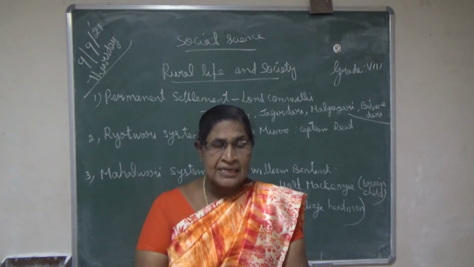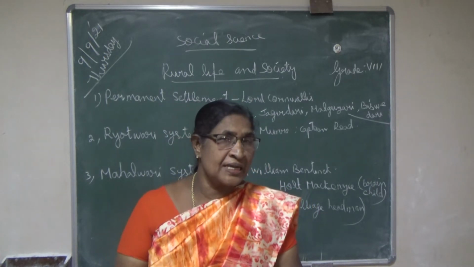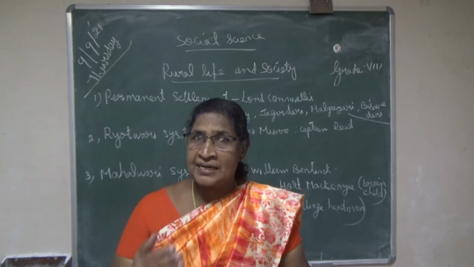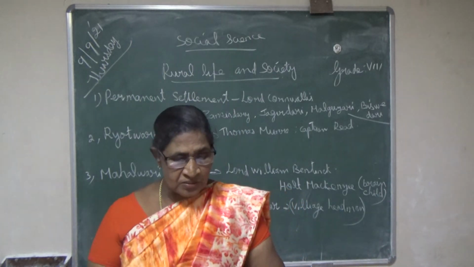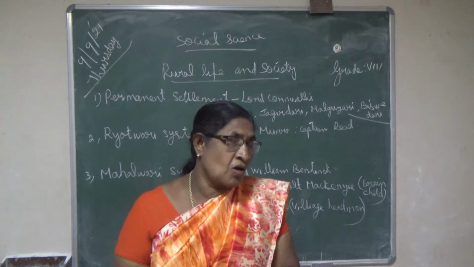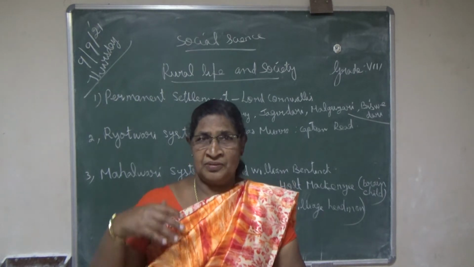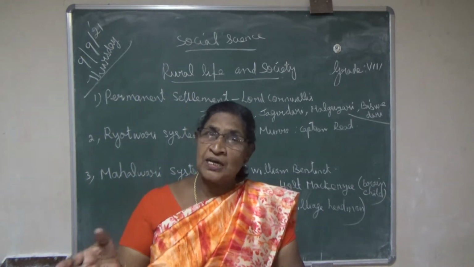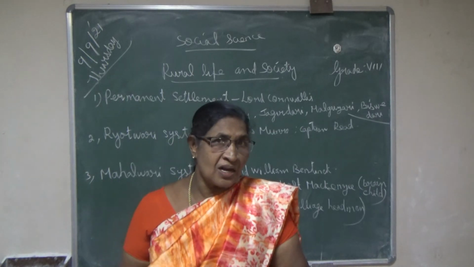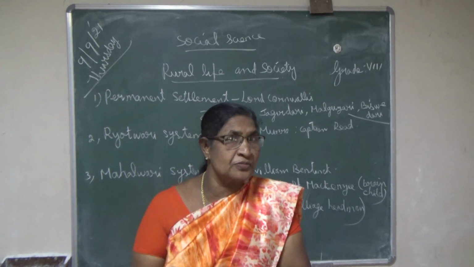Next, the demerits. What are the demerits of the permanent system? The British government had no direct contact with the cultivators. So the rights of the cultivators were ignored. Ignored means disregarded. Because if they had any worries or sadness, they had no right to express their ideas to the British government, because there was no direct contact between the British government and the cultivators. So the rights of the cultivators or the farmers were ignored.